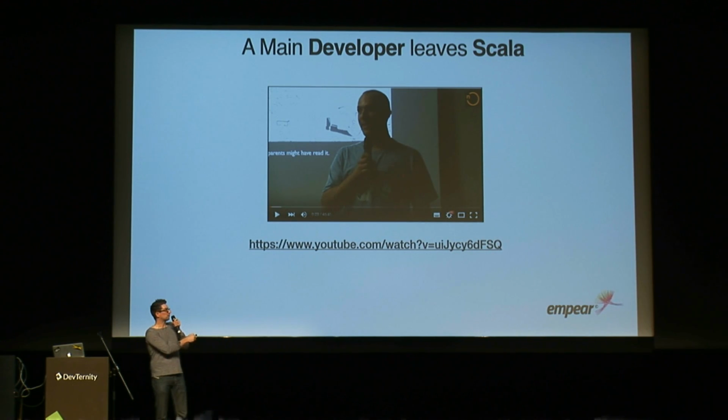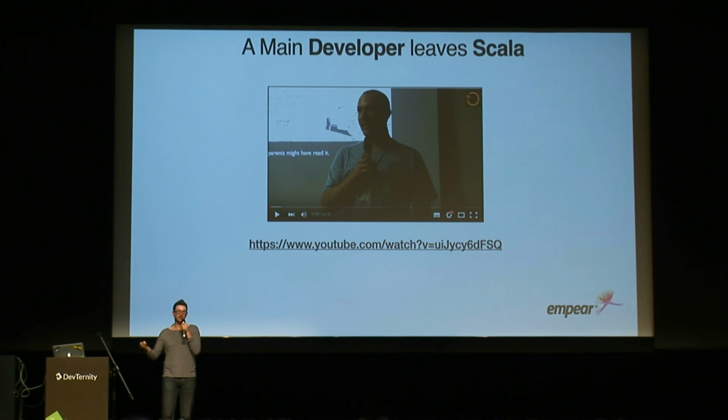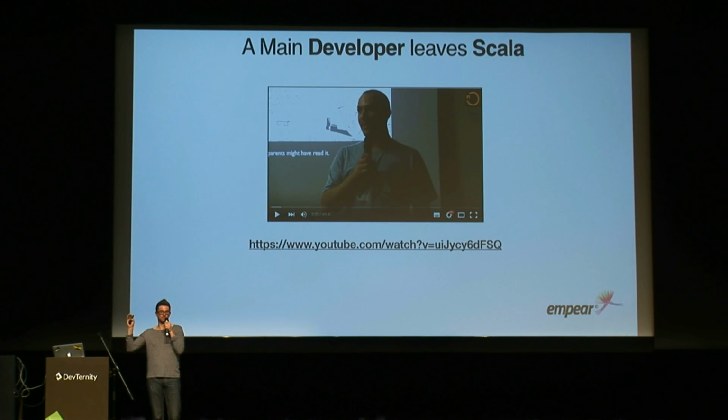Then, 3 years ago, Paul Phillips made this presentation where he announced his decision to step back and stop contributing to Scala. So I thought about that. What's the consequence of that? What's the consequence of a main developer that leaves a code base? That's something that happens all the time. So I decided to try to measure the knowledge loss in Scala due to Paul Phillips leaving. And this is an analysis I did 3 years after Paul Phillips left. So here's what I found.